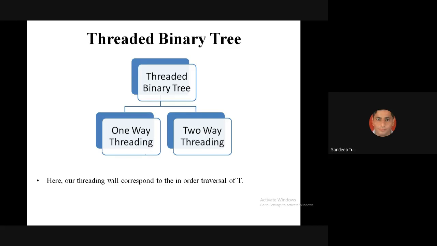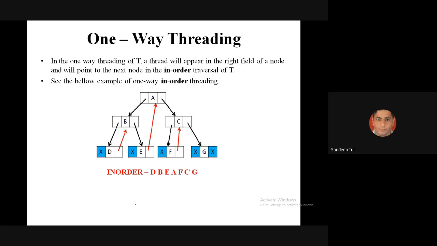Now threading will be of two types, one way threading and two way threading. And we will use in order traversal for the threading. You may also use pre-order and post-order. Once you learn the in order traversal, you will be able to do it for any order traversal. So I will discuss the in order traversal for threading now. You will see how actually.